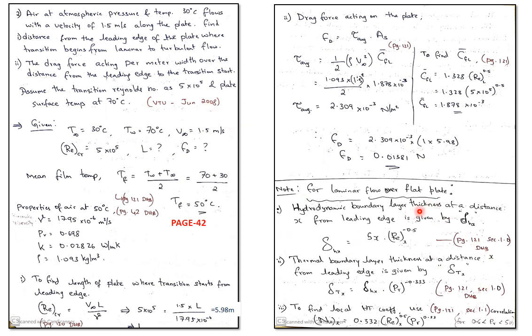These are the important terms you have to remember. For laminar flow over a flat plate, the hydrodynamic boundary layer thickness at a distance x from the leading edge is given by delta Hx as 5x into Rex to the power of minus 0.5. All these formulas you will get from the data handbook, page number 121, including the thermal boundary layer and the local heat transfer coefficient.